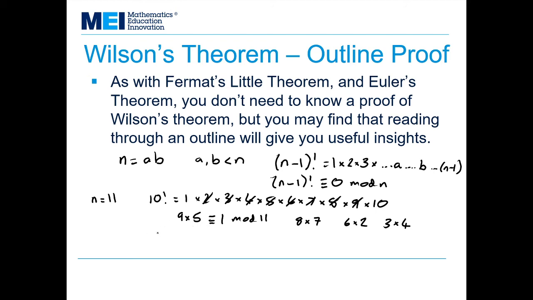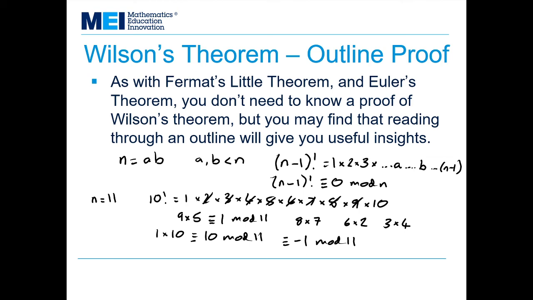The only way that I get away from that 1 mod 11 is when I do 1 times 10, which gives me 10 mod 11. 10 is just the same as minus 1 mod 11. So my prime number, when I take away 1 and find the factorial, I get something that is congruent to minus 1 mod 11.